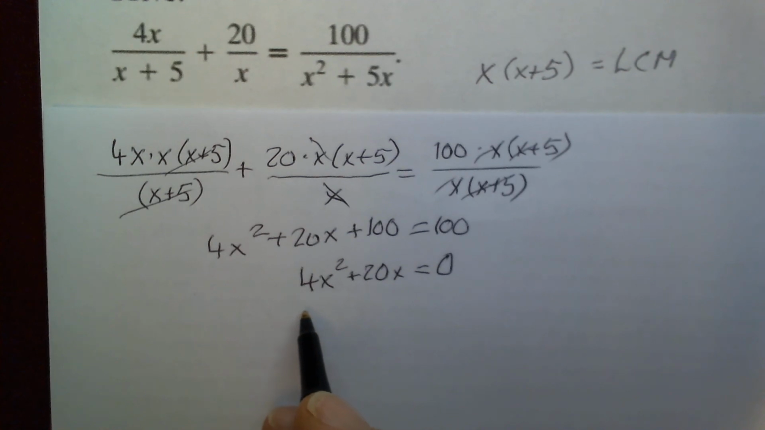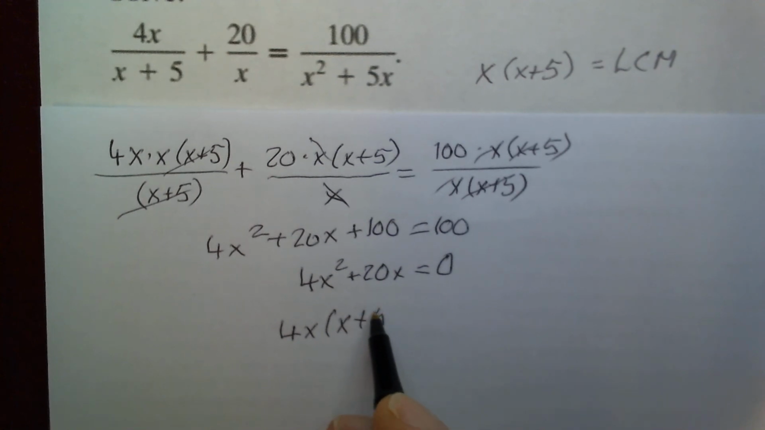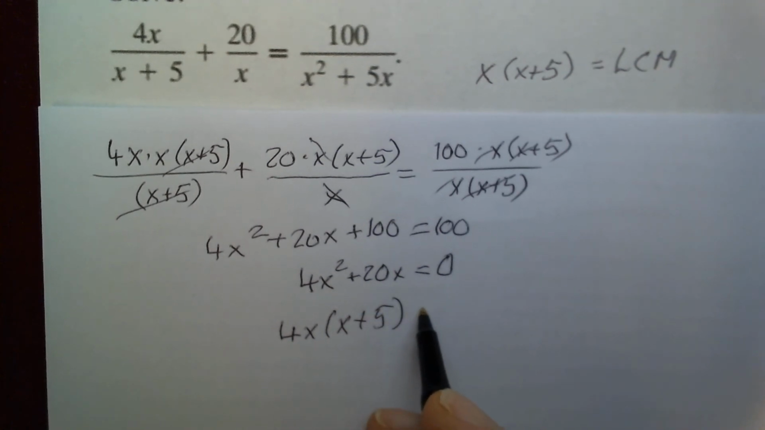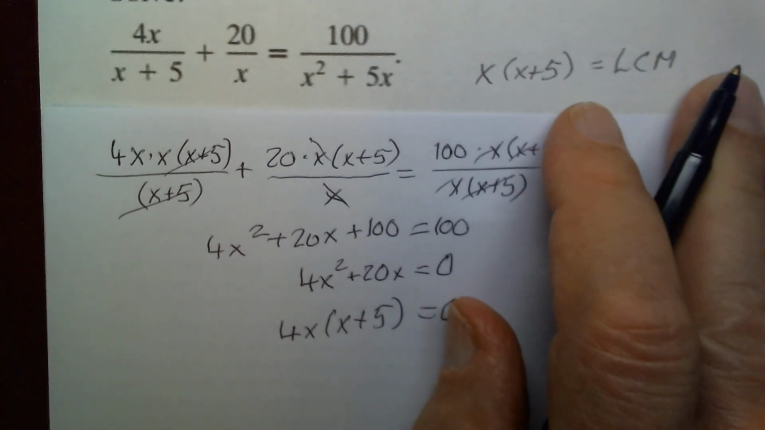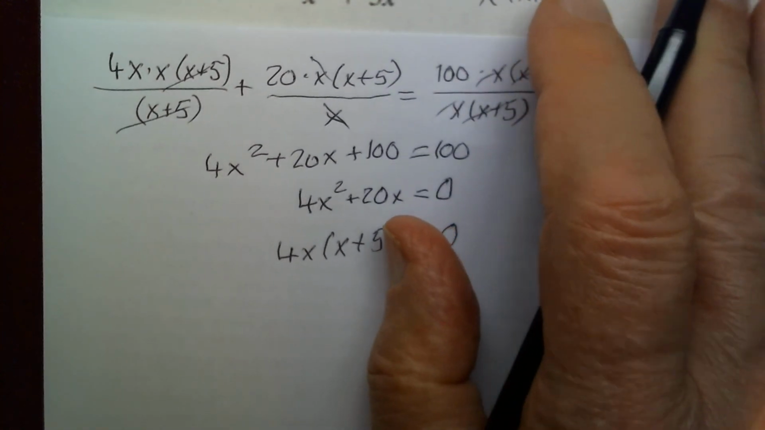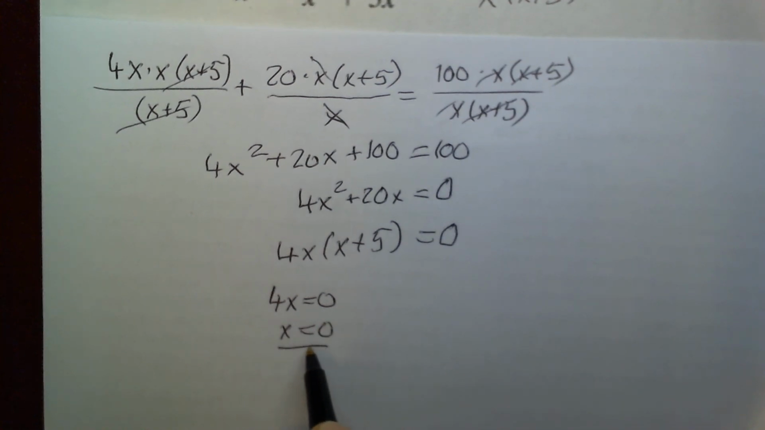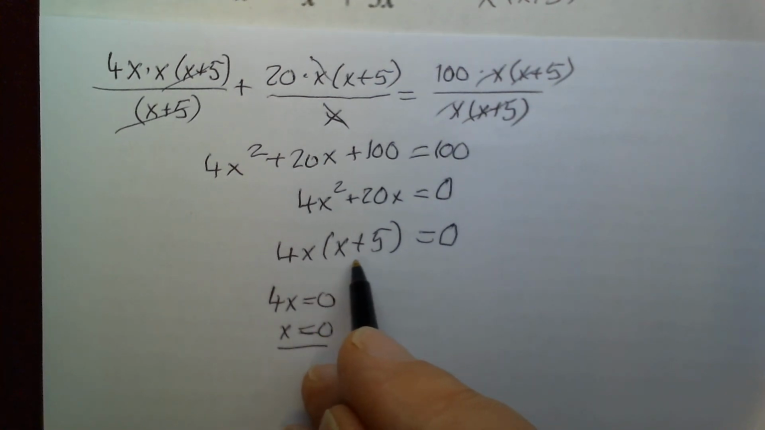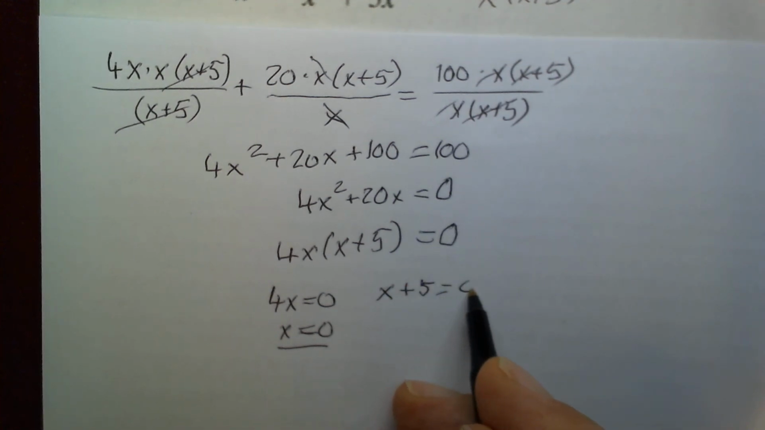We can now factor out the greatest common factor, which is 4x. 4x times x plus 5 equals 0. Now we apply the zero product property. That means we set each factor equal to 0. And when we set 4x equal to 0, that means that x equals 0. So that's one solution. When we set the other factor equal to 0, x plus 5 equals 0, that means x equals negative 5.